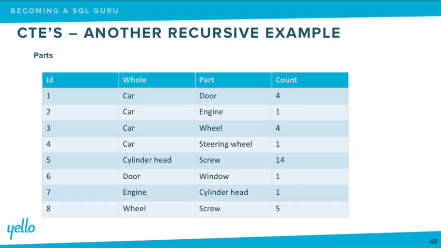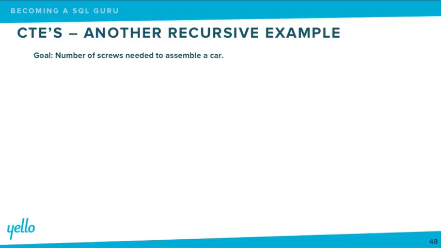Let's say we have a table of parts that has car parts in it. It has the whole, the part, and the count of elements. So in this case, we know that a car has 4 doors, an engine, 4 wheels, a steering wheel. Each door has a window. Each engine has a cylinder head. Each wheel has 5 screws, and each cylinder head has 14 screws. So let's say what I want to do is find out how many screws are necessary to assemble the entire car. How do I do this?